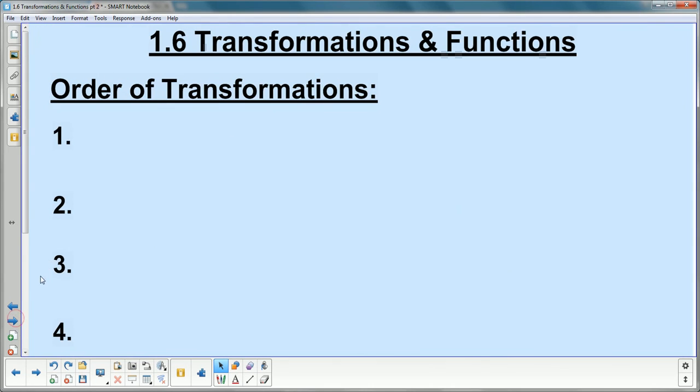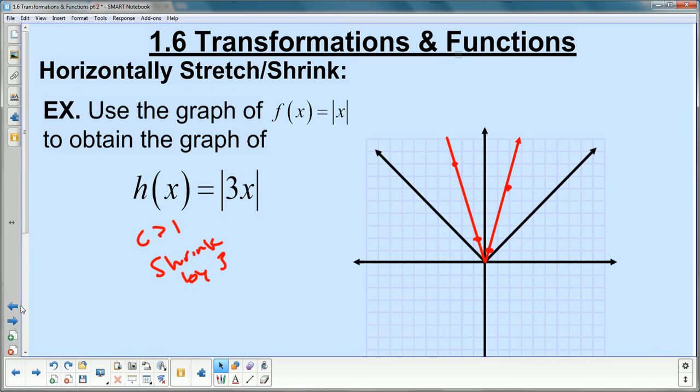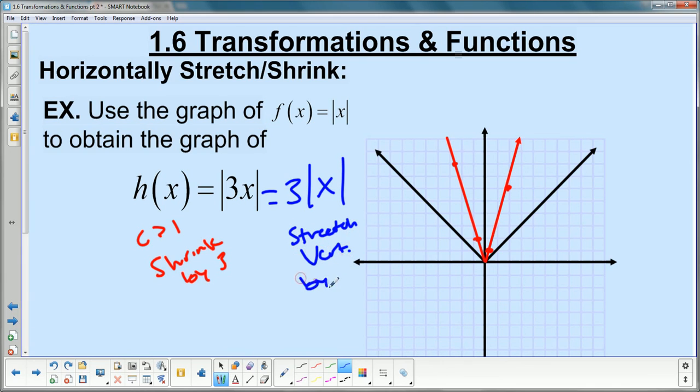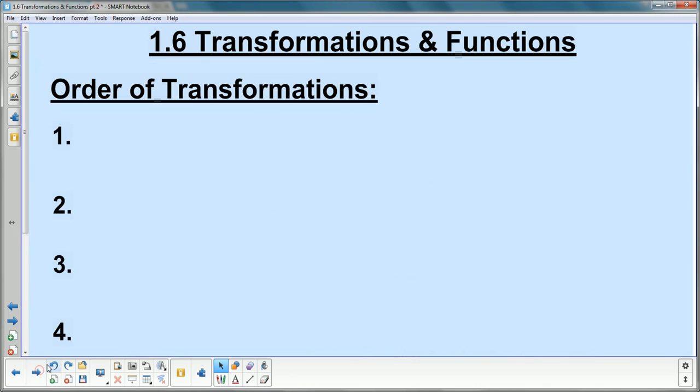Hey, one other thing I would add about horizontal and vertical stretching and shrinking, they're actually the same thing. So if we look at this absolute value, another way you could write this, since 3 is positive, this would be the same thing as 3 absolute value of x, which now, since it was greater than 1 and outside, this would be a stretch vertically by 3, which makes sense because all of these points would be pulled up 3 units. Okay, so horizontal stretch and shrink is very similar, almost identical to vertical stretch and shrink.